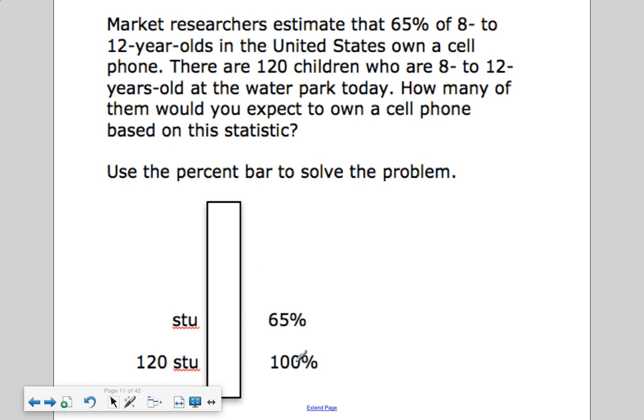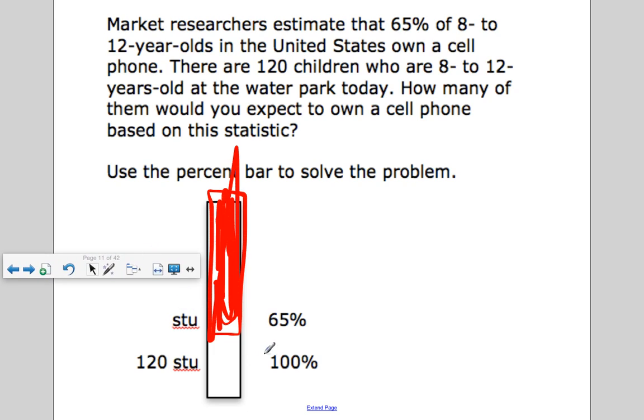So we have 100%. Is 65% more than half or less than half? It is more than half. So we know that more than half of the students will own a cell phone. If there are 120, half of it is 60. So I'll make a prediction that more than 60 students will own a cell phone. We are given the percent, 65% out of 100%. So it's more than half.